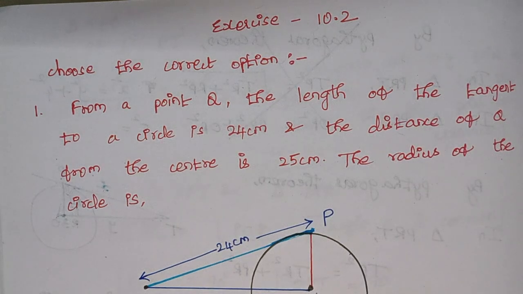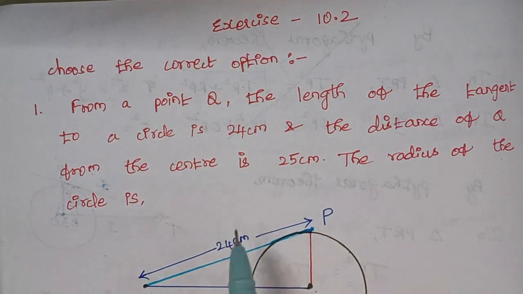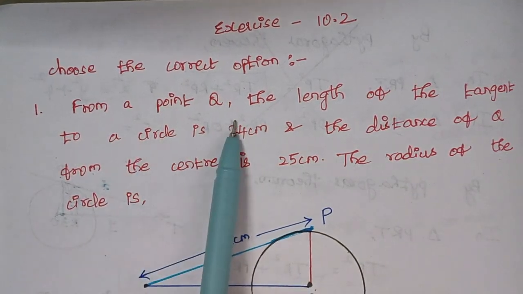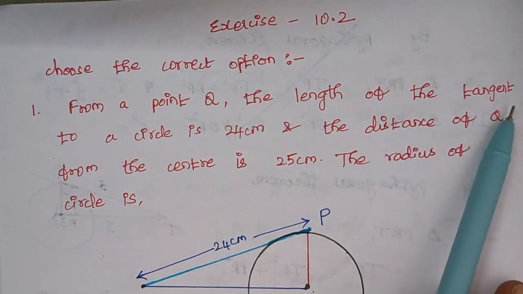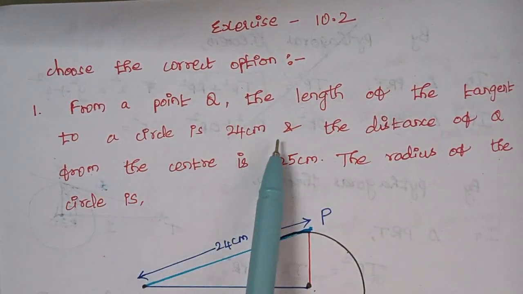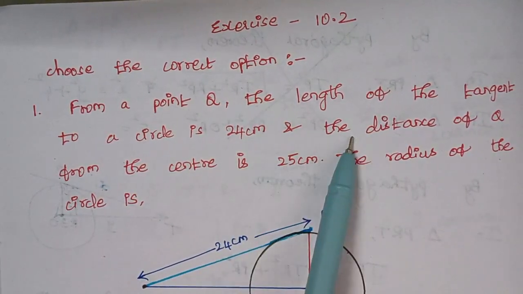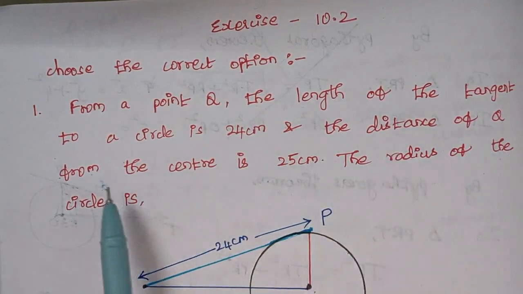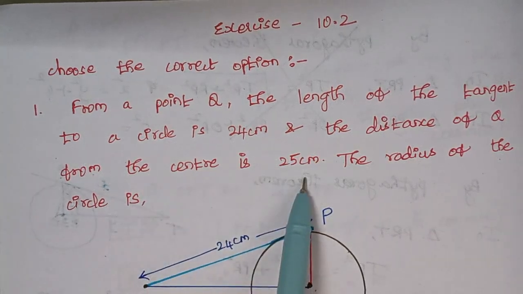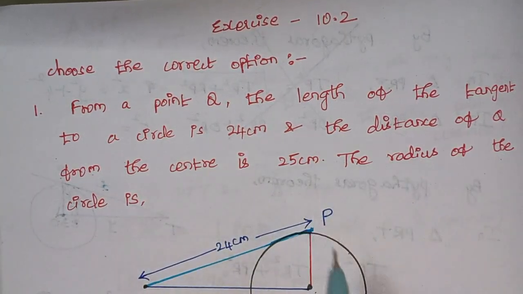Today we are going to solve problems in exercise 10.2. Here the first problem is: from a point Q, the length of the tangent to the circle is 24 centimeters and the distance of Q from the center is 25 centimeters. The radius of the circle is?